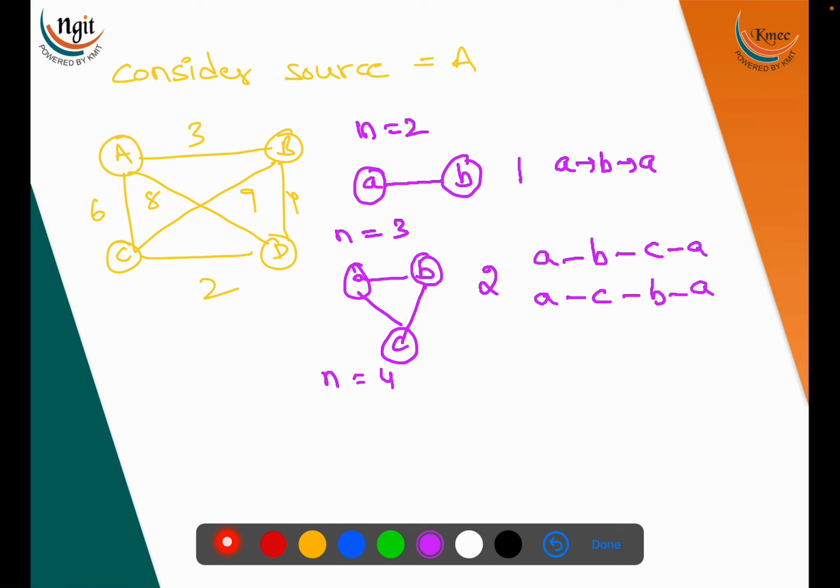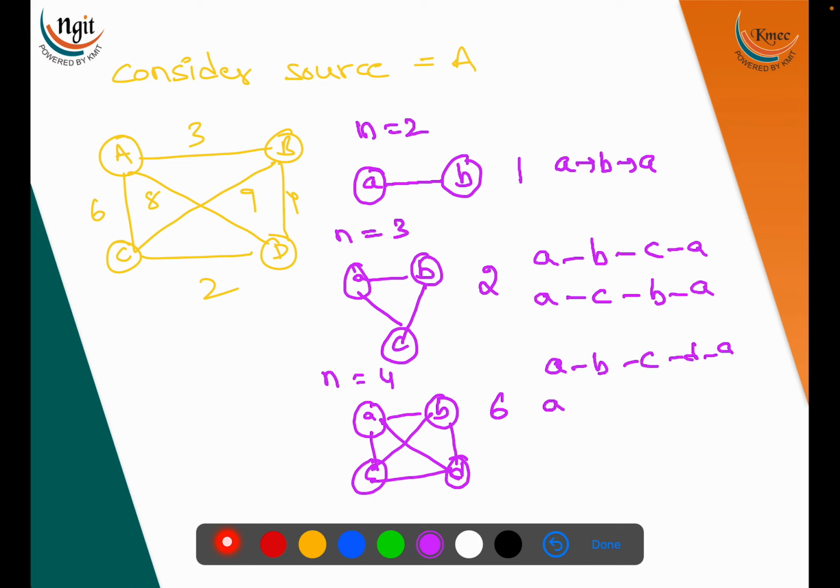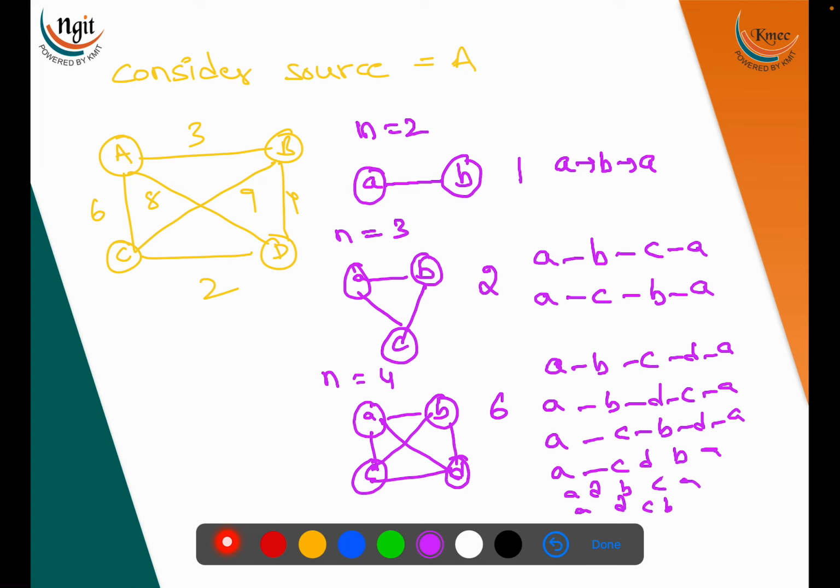If n value is 4, then A to B, C, D. Just now we were taking an example of the same, right? 4 vertices. How many did we get? 6 routes we got. So what are the 6 routes? A to B to C to D to A, A to B to D to C to A, A to C to B to D to A, A C D B A, A D B C A and A D C B A. All these are different permutations, correct? 6 routes we got for n equal to 4.